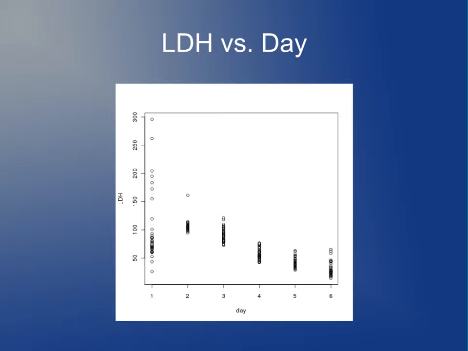So here's a plot of LDH versus day, and this illustrates immediately why it's a good idea to plot your data. You see that the relationship over time isn't really linear, but it's actually fairly close to linear if you throw out day 1. And also if you look at day 1, there's all kinds of crazy outliers. The LDH levels are all over the place, whereas once you go past day 1, things are bunched much more tightly together.